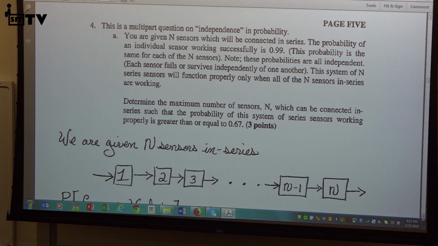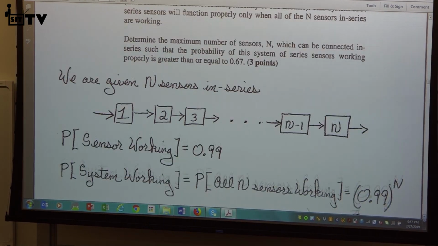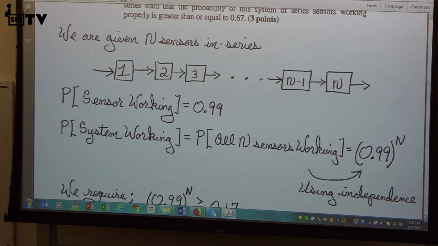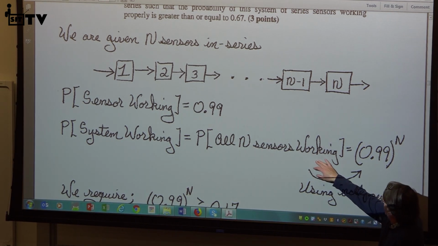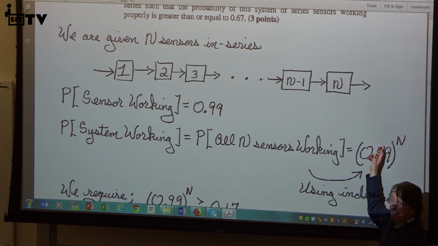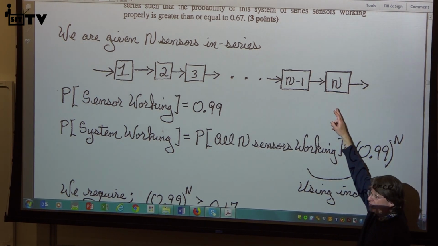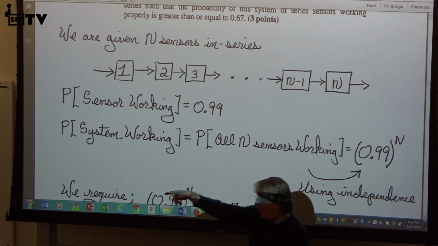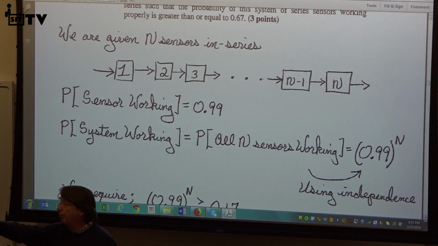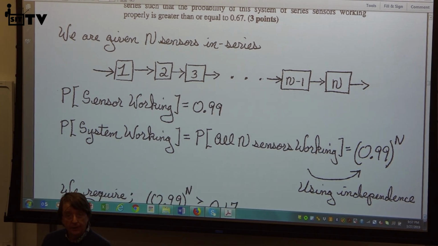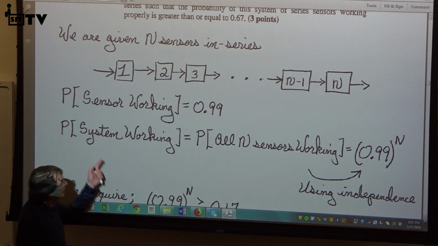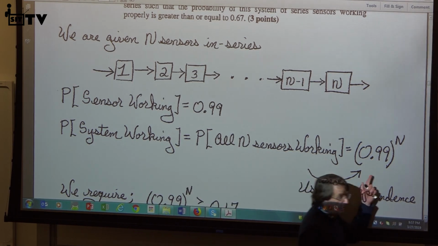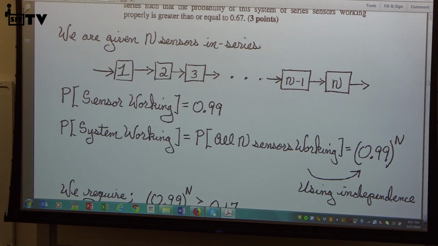So I say, all right, wait a minute. The probability of a sensor working. Now, my colleague, this is different because it's series. So, the probability of all n sensors working is p to the n. Right? Because each sensor works with probability p. They're independent. We can multiply it together. The probability of all of them working is p raised to the n. So the probability of the system working using independence is 0.99 to the power n.